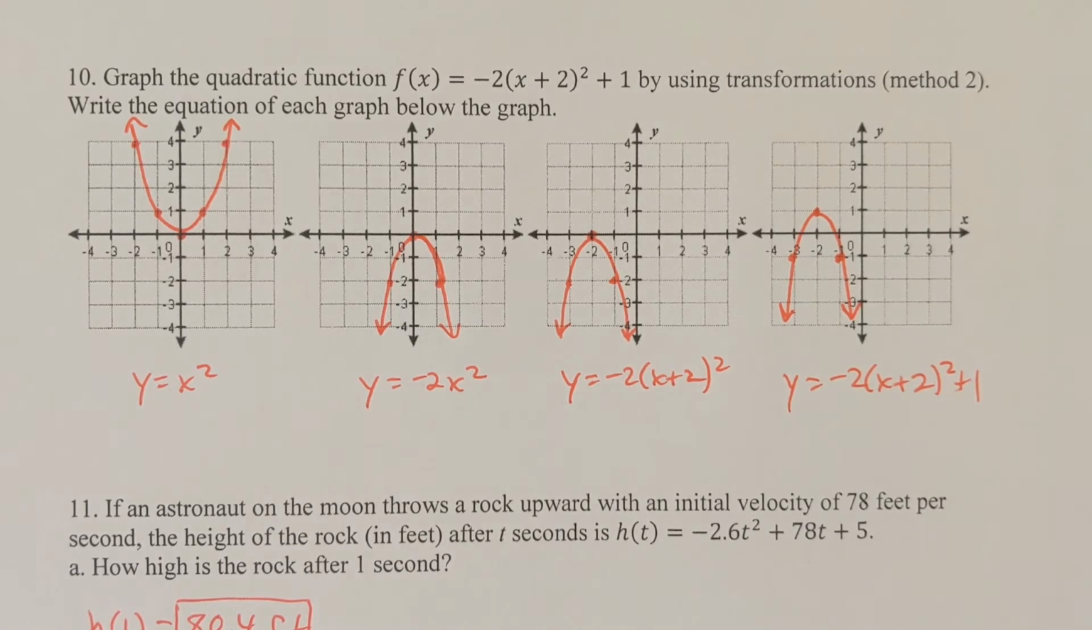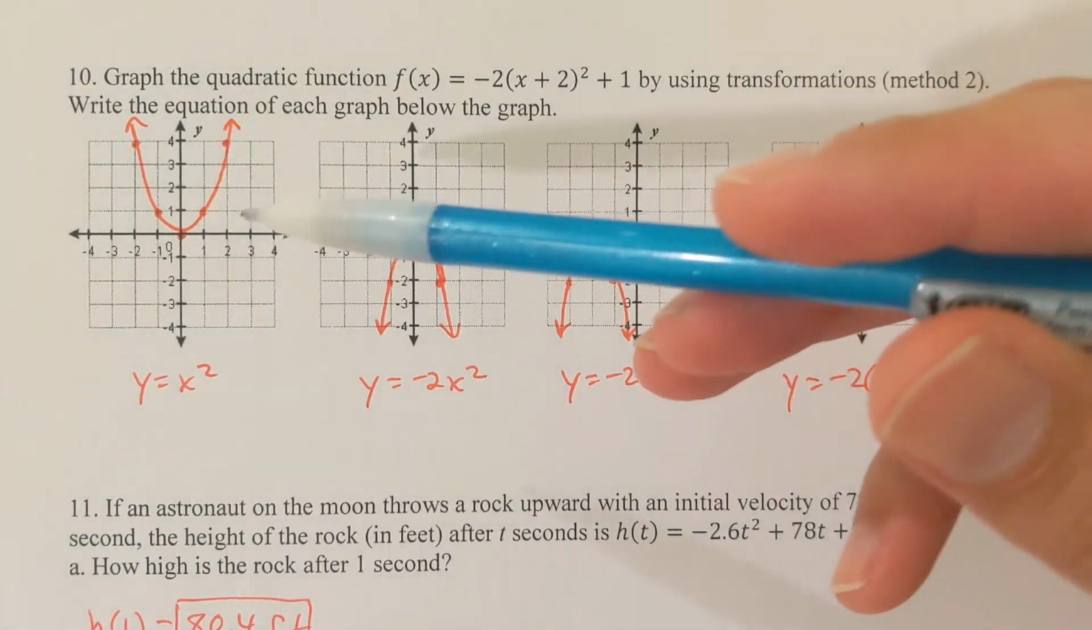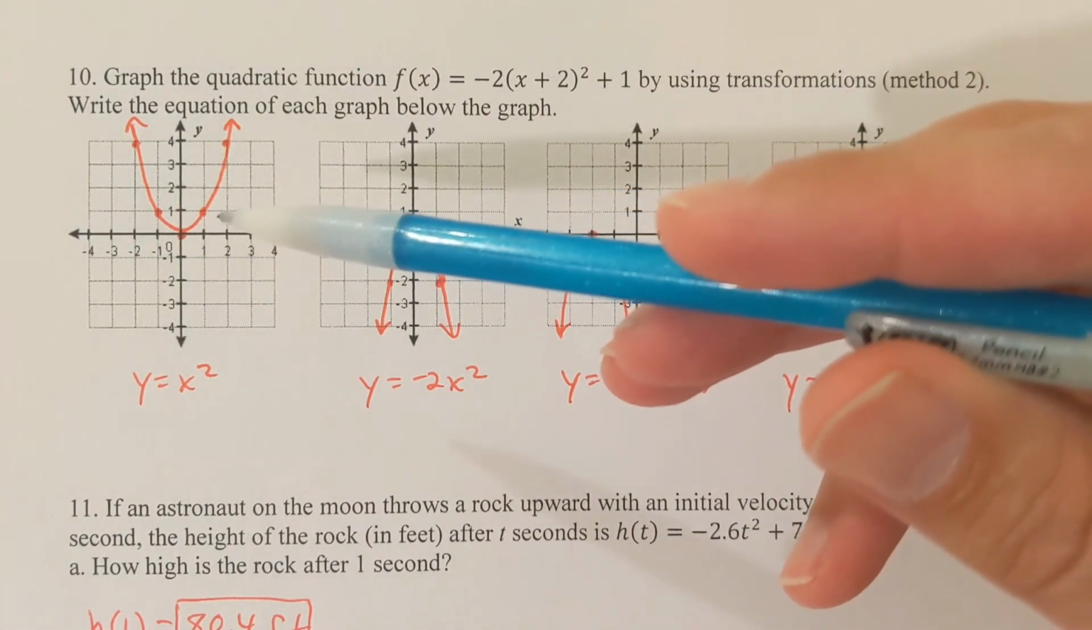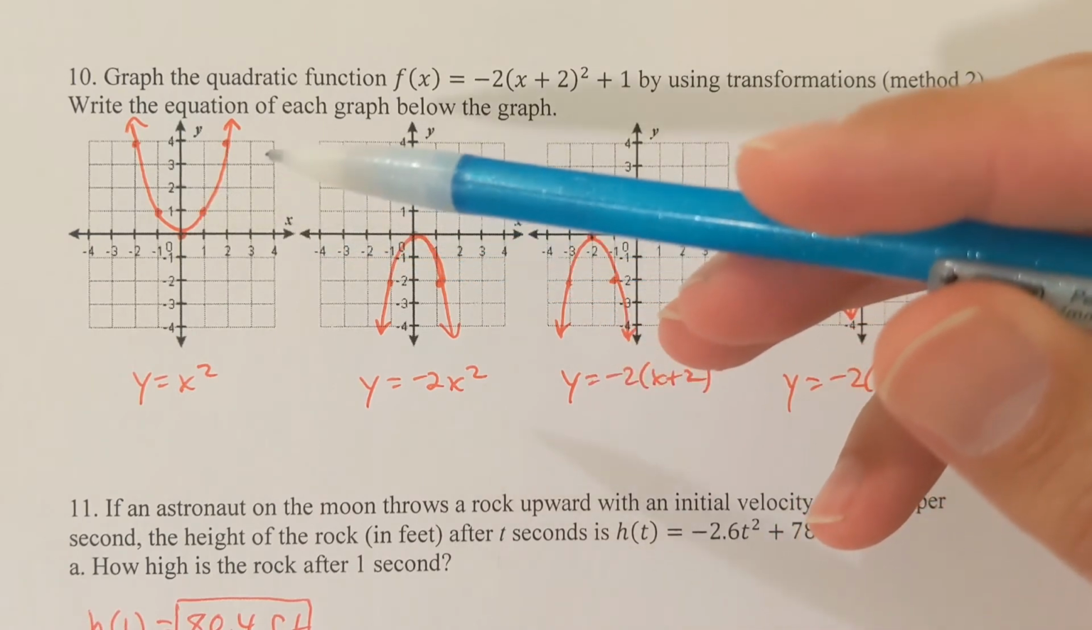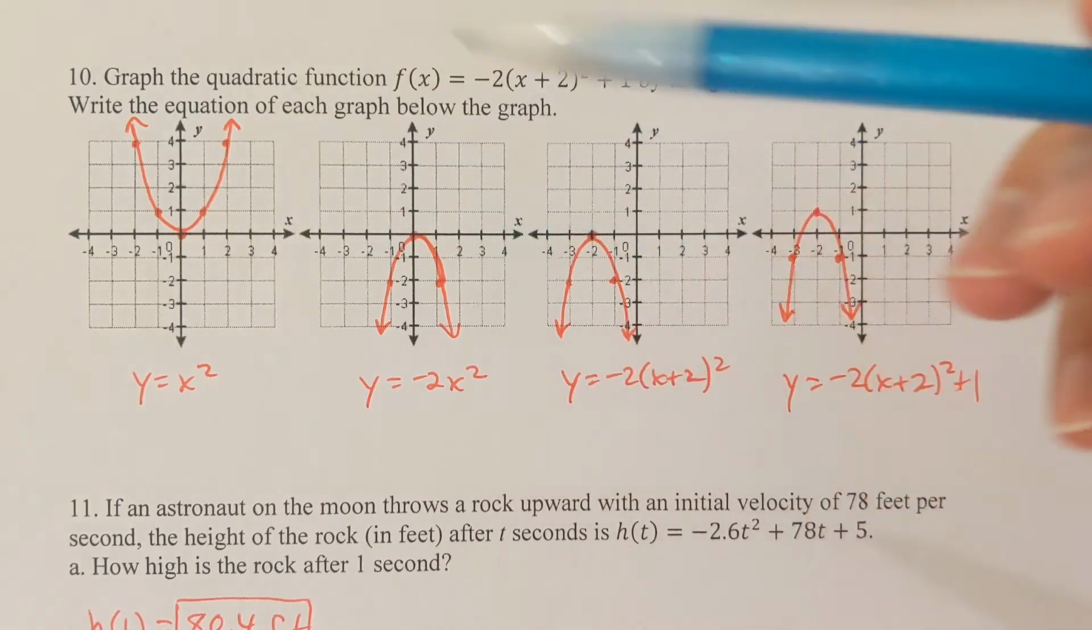y equals x squared means that I've got (0, 0) on the graph, (1, 1) is on the graph, (negative 1, 1) is on the graph, (2, 4) is on the graph, and (negative 2, 4) is on the graph.